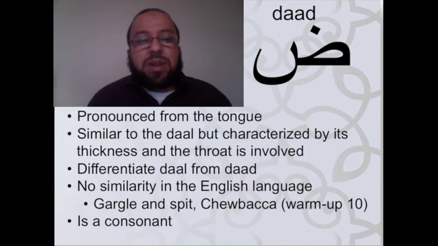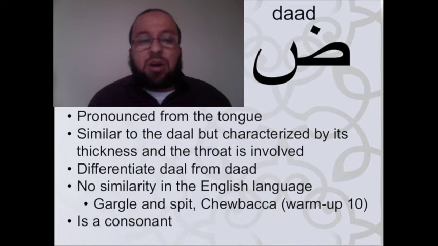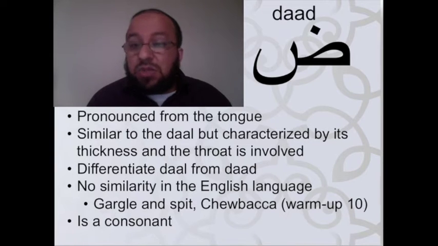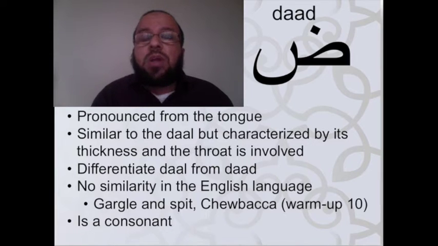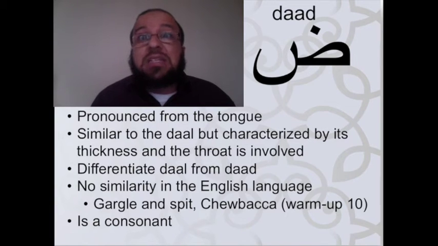And the letter bod has no similarity in the English language, but the gargle and spit, which is warm-up number 10, is going to help you with this. Another way is finding that deep part of your throat and saying bod, bod, bod. Find that deep part of your throat and say this letter like this, and pout your lips when saying it. Bod, bod, bod, bod. Find that Chewbacca spot, and say it like this, bod.